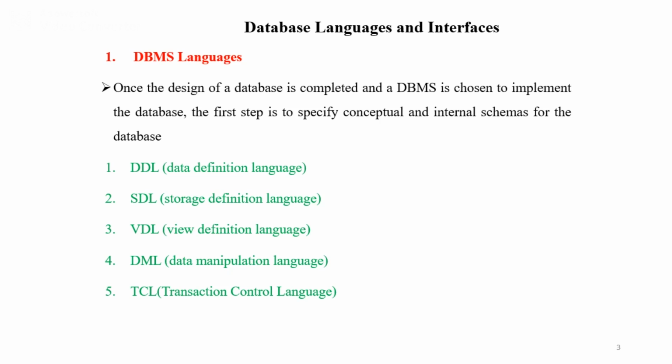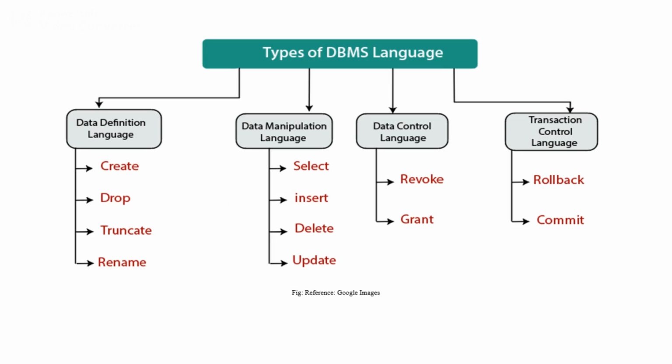First one is DDL, which stands for data definition language. Second one is storage definition language. Third one, view definition language. Fourth one, DML, which stands for data manipulation language. And the last one is transaction control language. Now we will start one by one. Now you can see this figure, which represents the different sets of commands we were using for the different DBMS languages: DDL, SDL, VDL, DML and TCL.